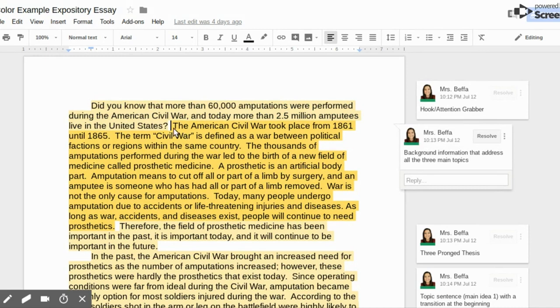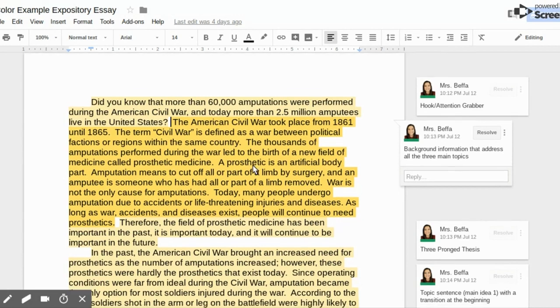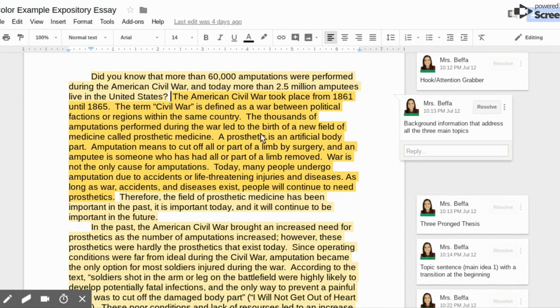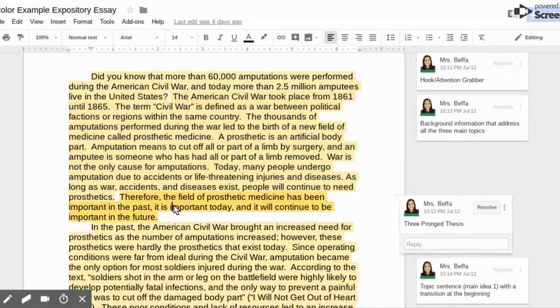So then next in our introductory paragraph, we have our background information. So I basically took what we talked about in the slideshow, put it into sentences, defining the American Civil War and amputees and amputations and prosthetics, and explained that these things were important in the past, they are important today, and they will continue to be important in the future. So I've outlined sort of my 3 points, and then I have my thesis statement.